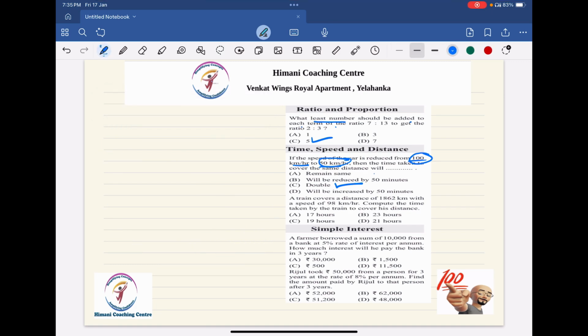Now, the next question is again on speed and distance. It says a train covers a distance of 1862 kilometer at a speed of 98 kilometer per hour. Time taken by train to cover the distance. Again, same formula, time is equal to what? Distance over speed. So let us do that. So 1862 by 98.